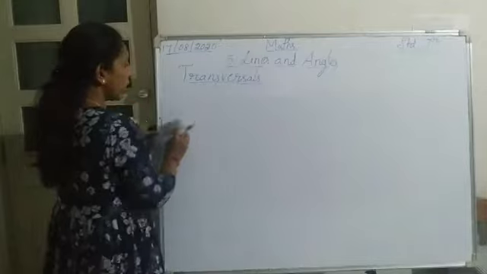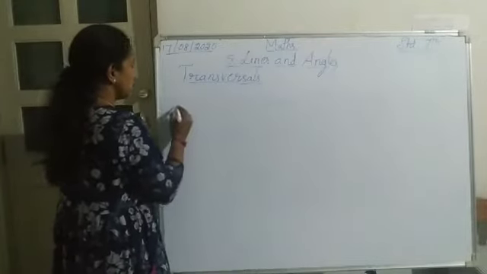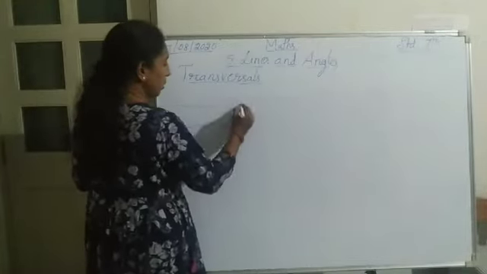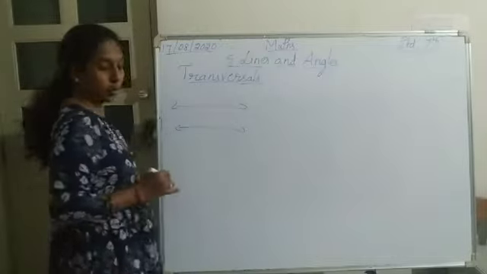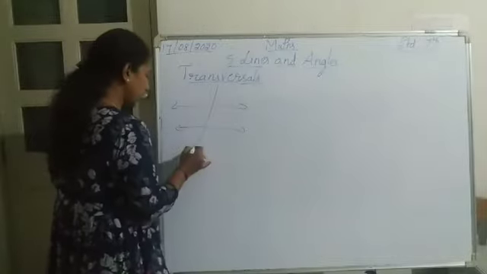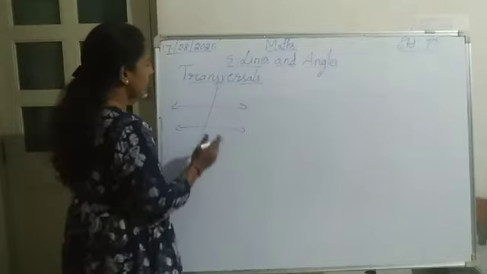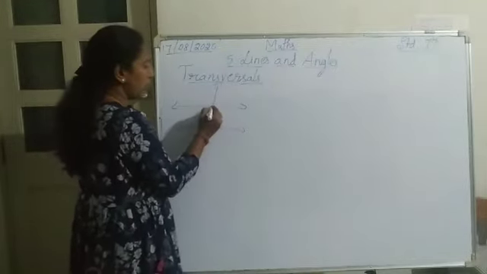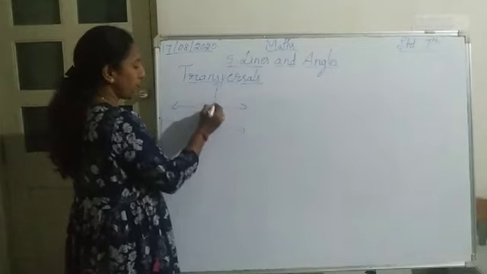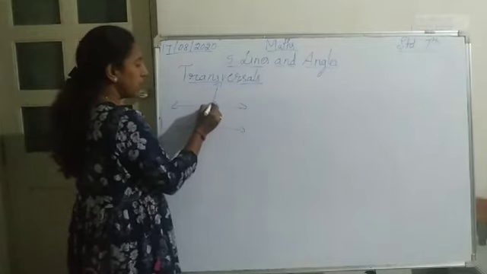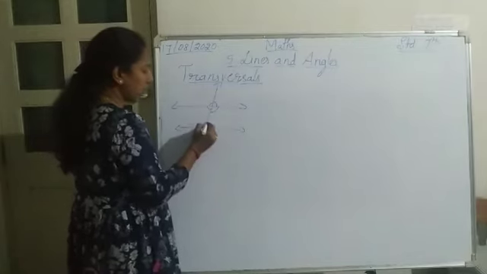So first I will write here. There are two lines here, and here one transversal. Here the transversal is making angles. At one point it is making four angles, so these are the four angles.